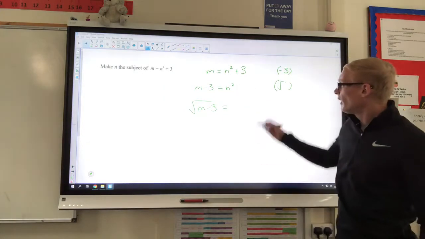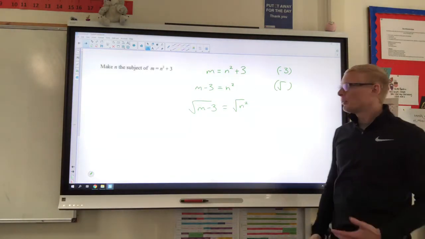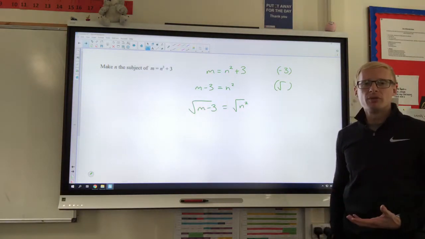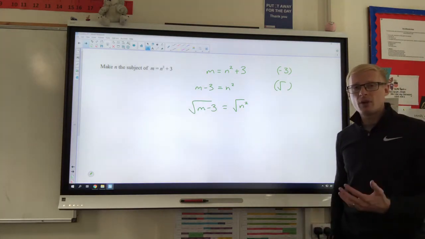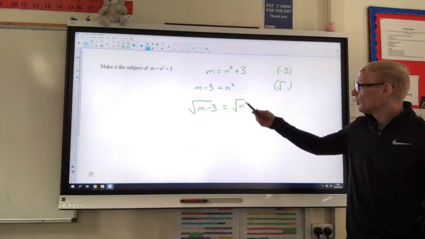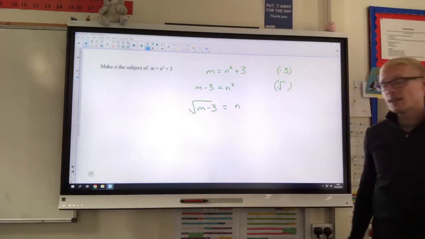And then with this side, I can write that, but I should at this point be able to understand that when I square something and square root it, I'm left with that original value. So if you think about the idea of 5, if you were to square 5 makes 25, then square root it again gets you back to 5. So the square root of n squared is in fact just n. So that's the end of that question.